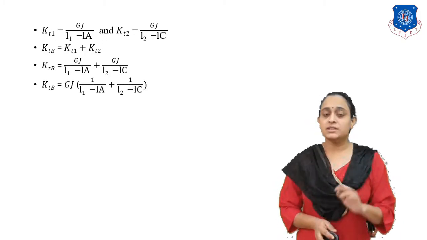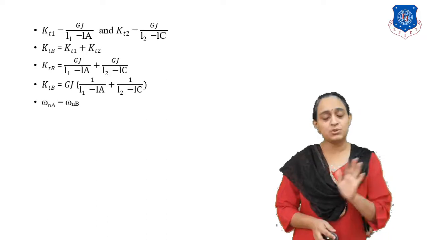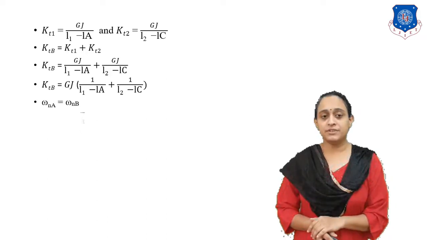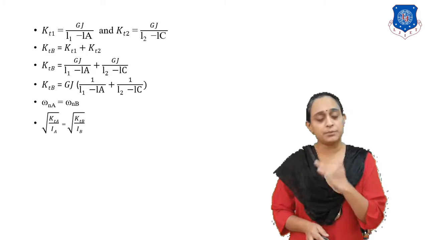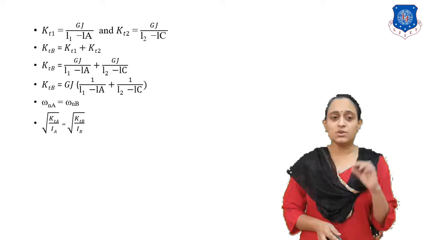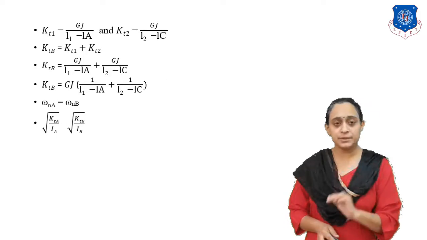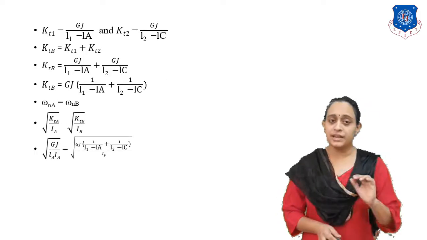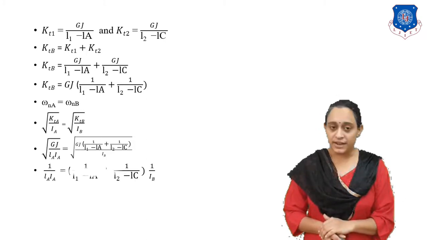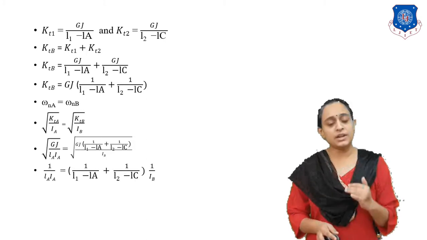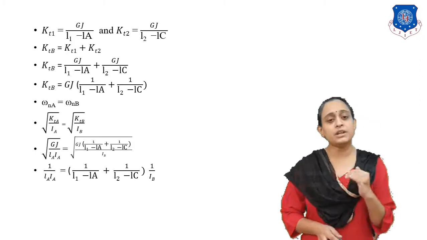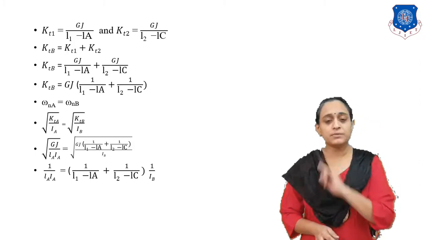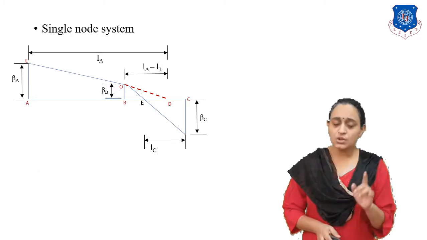Here, let us compare the equation of omega A with omega B, so that we get square root of kt upon Ia is equal to square root of kt upon Ib. Now put the values of kta as well as ktb. By putting these values, we finally get 1 upon LAIA is equal to 1 upon L1 minus LA plus 1 upon L2 minus LC, into 1 by IB. So this is for the two node position.